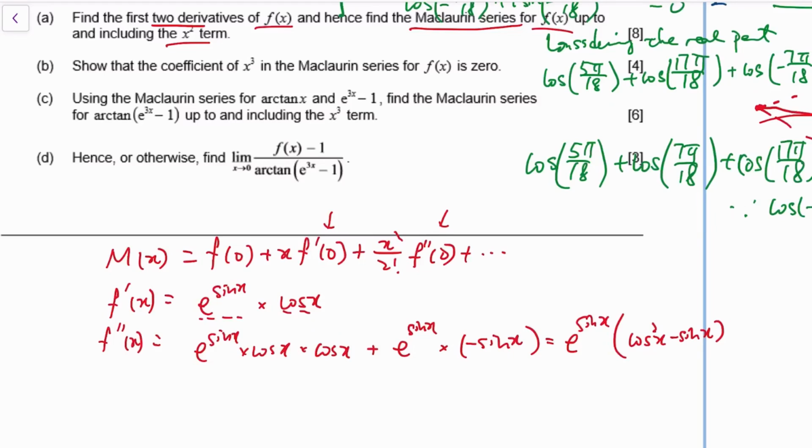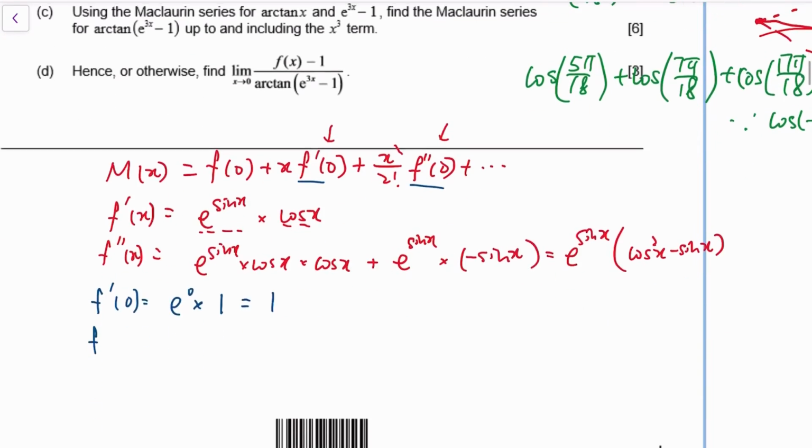What do we need for Maclaurin? We will need f(0) and f prime(0), so sub in 0. So it's e to the power of sine 0. Sine 0 is 0 times cosine 0. Cosine 0 is 1. E to the power of 0 is also 1. 1 times 1 is 1.